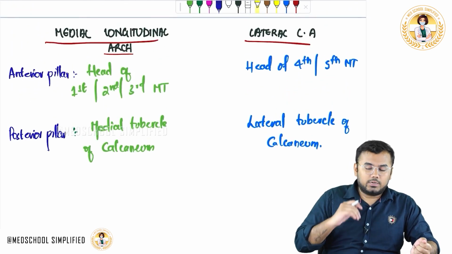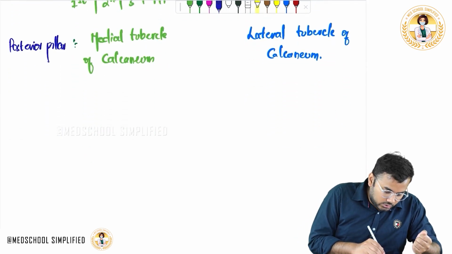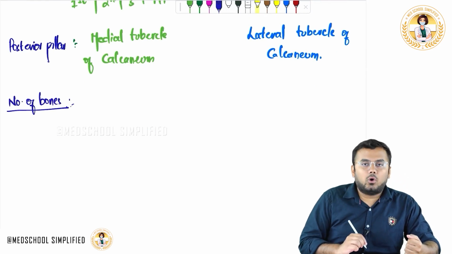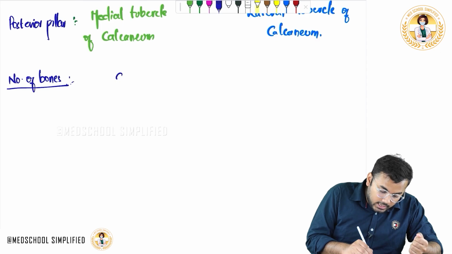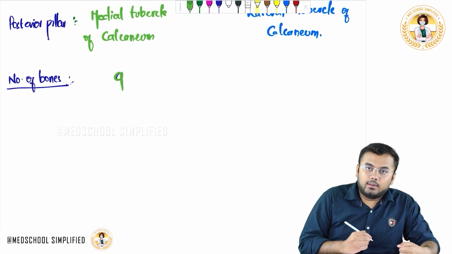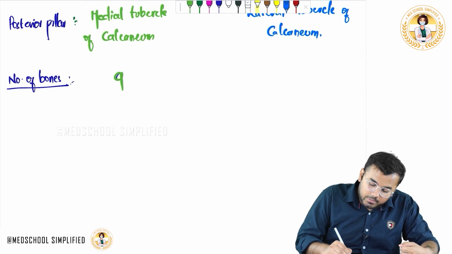Now after that the next important thing is the number of bones that are forming the medial longitudinal arch and the number of bones that are forming the lateral longitudinal arch. The number of bones forming the medial longitudinal arch is 9, and the number of bones here is 4.